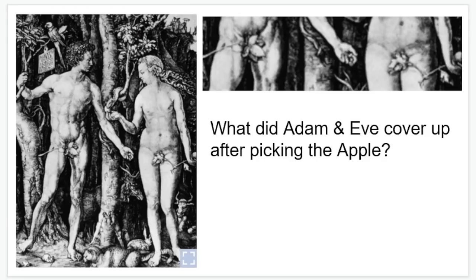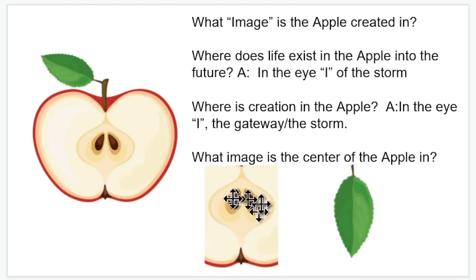Speaking of the Garden of Eden, what did Adam and Eve cover up after eating the apple, picking the apple and eating it in the story? What did they cover up? Well, they covered up the gateway, or one of the gateways of creation, the center point of the toroidal, where creation happens in the eye of the storm. And where would God exist? In the eye of the storm, where the Creator is at.